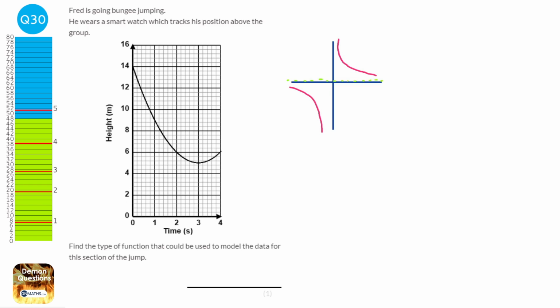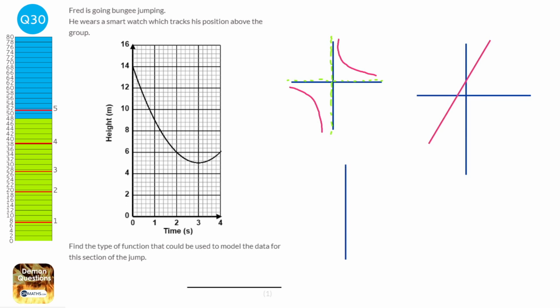It goes to infinity, and it goes to infinity along a point over here. And obviously those positions could change. Then we've got a linear graph. A linear graph is just any straight line, either up or down. And this doesn't look like either of those.